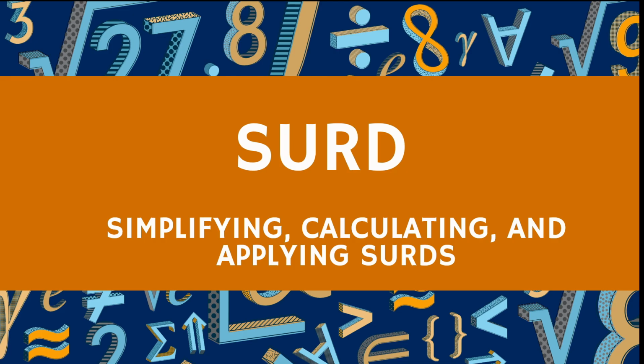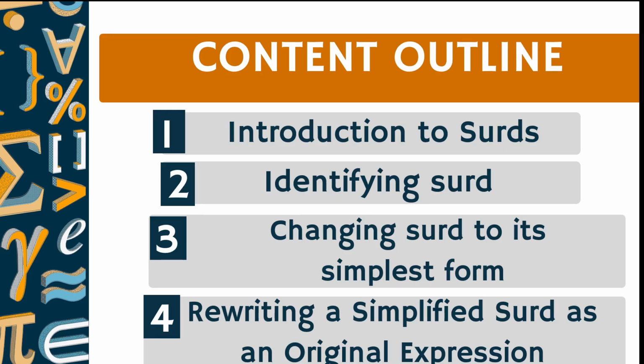So today we'll be looking at the topic Surd. The content outline: one, we'll be looking at what a surd is. We'll understand what a surd is and identify surds. We will now learn how to change surds to their simplest form. And then we'll also learn how to write the simplified form back to its original expression.